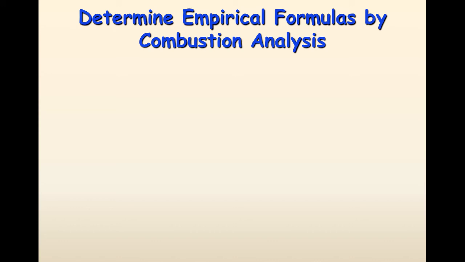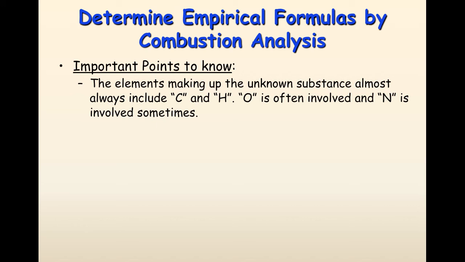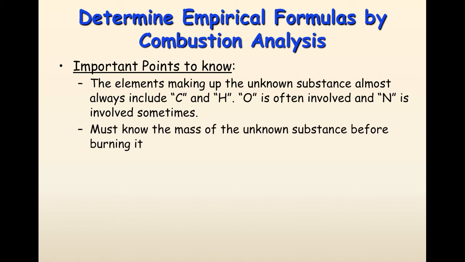Now, as combustion sounds, think, what are our products of a combustion reaction? Hopefully you said H2O and carbon dioxide. So, a couple of points to look at. Elements making up unknown substances always include carbon, hydrogen. Oxygen is often involved, and nitrogen is involved sometimes. You must know the mass of the unknown substance before burning it. So if I gave you 5 milligrams of some unknown, you need to know how much you're starting with.